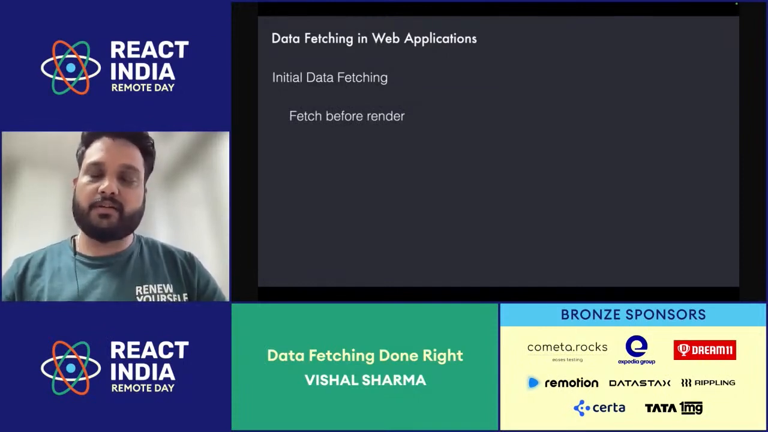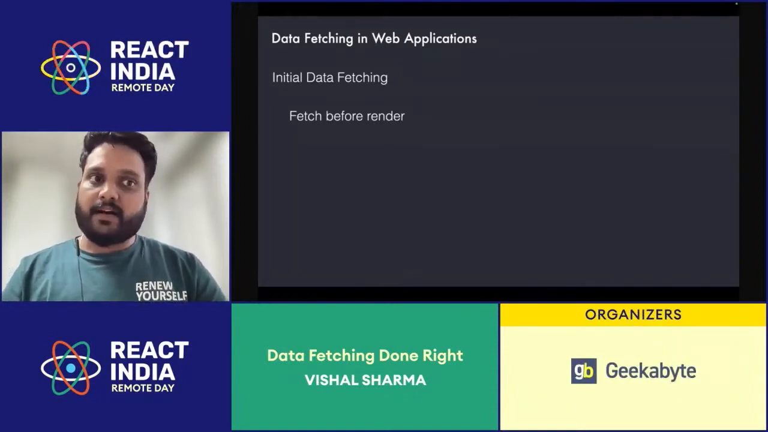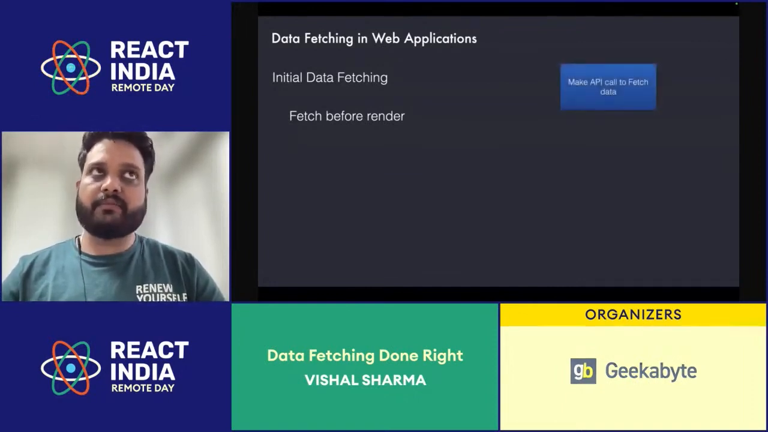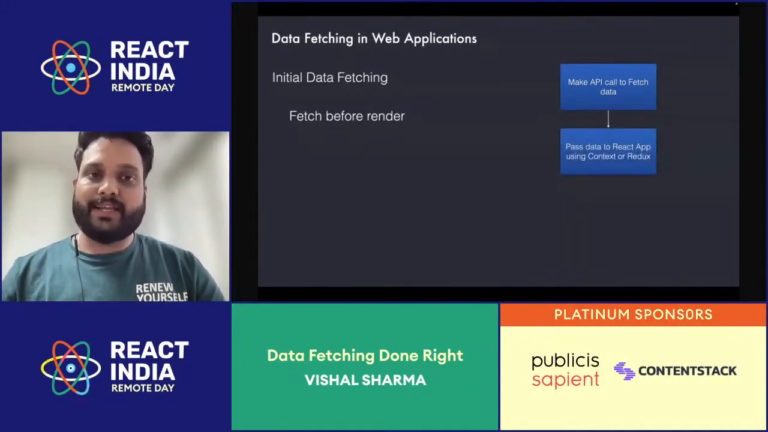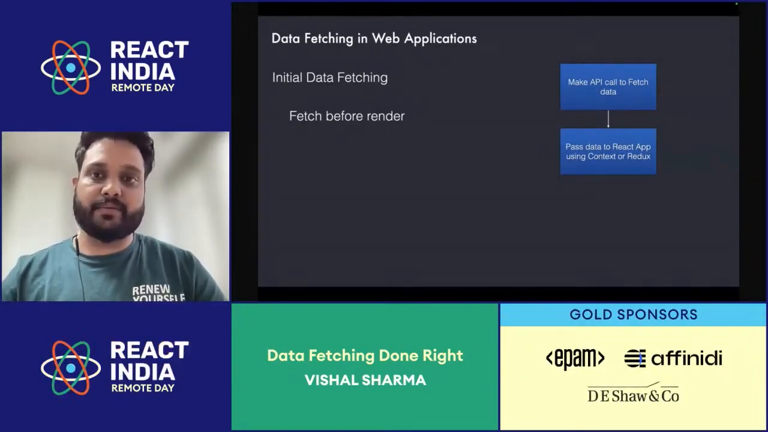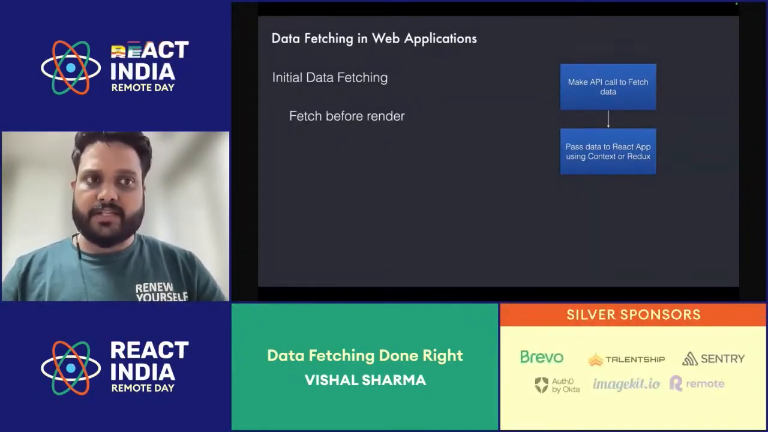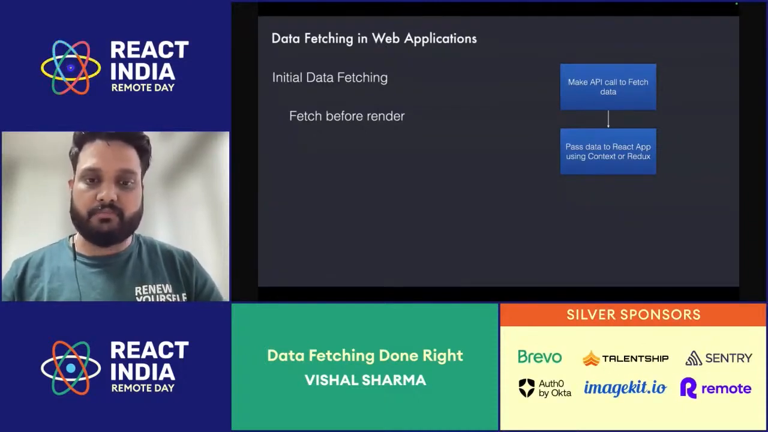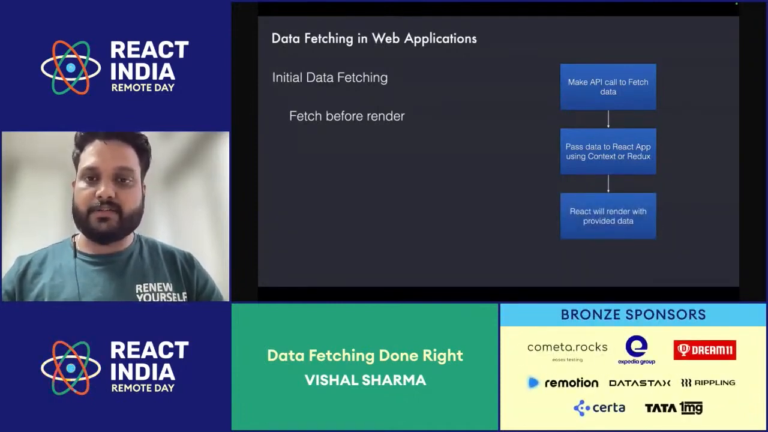Within initial data fetching, there are three types of implementations that we can do. The first one is fetch before render. In this, we make an API call first, and then we get the data, so the data is ready for consumption. We start rendering our React application and then pass that data to the application using a context API, or maybe you are using Redux or any third-party state management library, or if we go basic, we can set that on window also. Then React will render and consume that data and will not show any kind of loaders, because the data is available to us. So it will render the page completely.